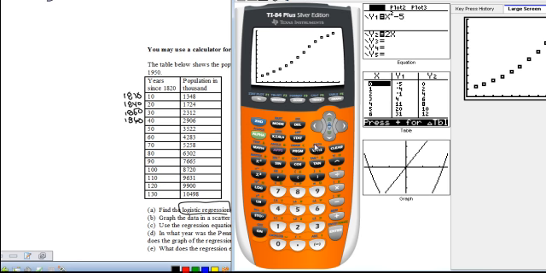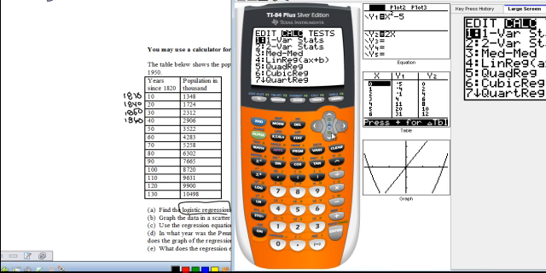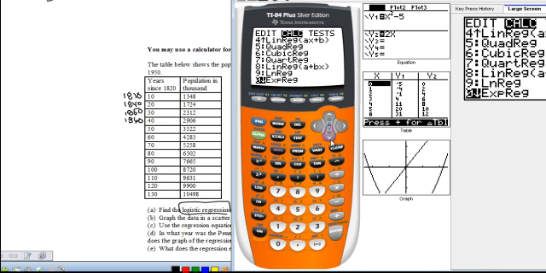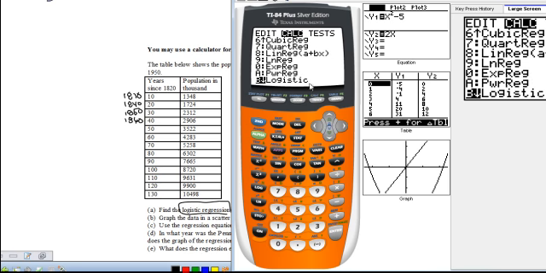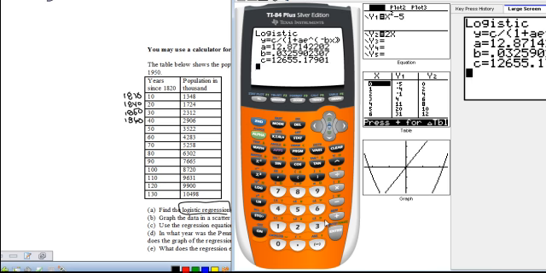So you're going to go back into your stats. This time you're going to calculate, and you're looking for your logistic equation, which is B here, logistic. I'm going to press enter, and then enter one more time. So I come up with my logistic equation.